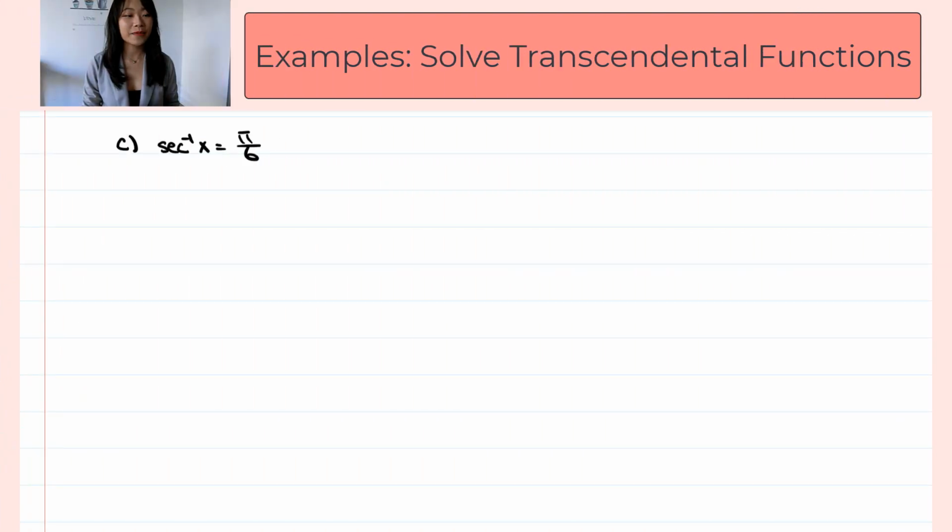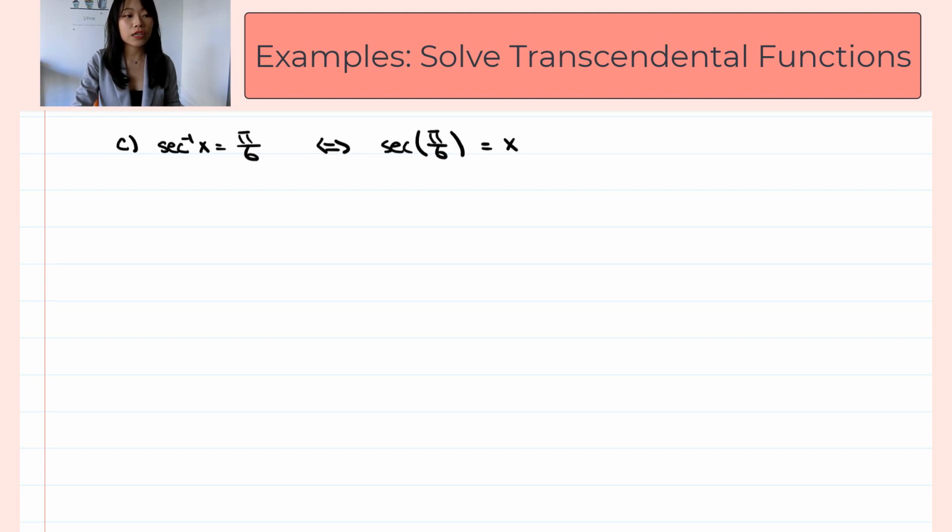In the last part, we have inverse secant of x equals pi over 6. Since all the trigonometric functions can be expressed in terms of sine and or cosine, let's rewrite this equation as sine and or cosine functions. Then we can use the unit circle again. So when we have an inverse function, I can do another inverse function and rewrite the equation as secant of pi over 6 equals x.